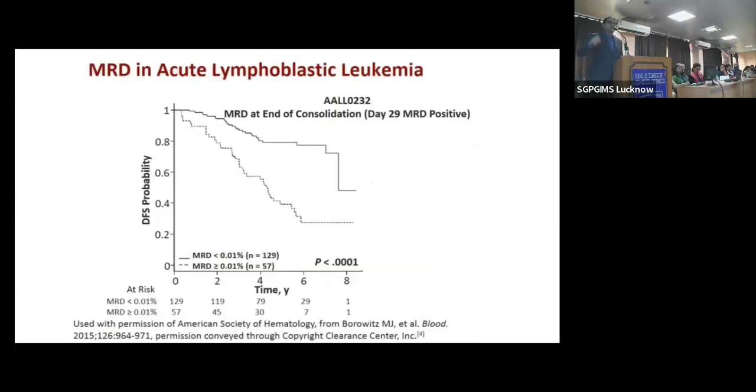And these time points are even informative at the end of consolidation, and they have shown that the patients who were MRD positive at day 29, but at the end of consolidation turned MRD negative, then also there is a distinct separation of the curves. So if MRD less than 0.01 versus MRD more than 0.01%, you can see there is a sharp difference. So definitely at every time point after induction, then after consolidation, it has got its own significance.